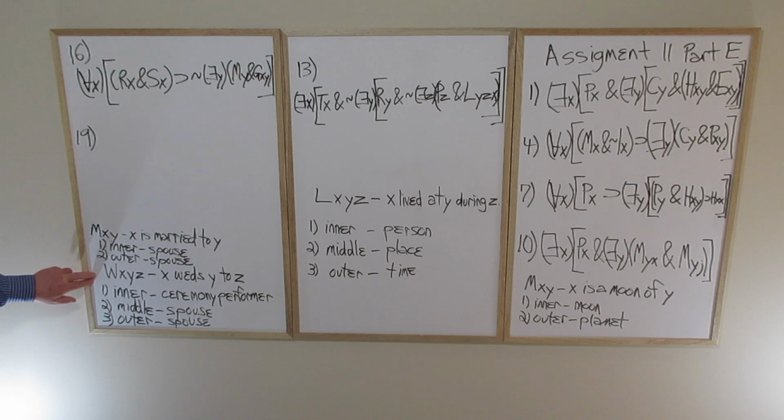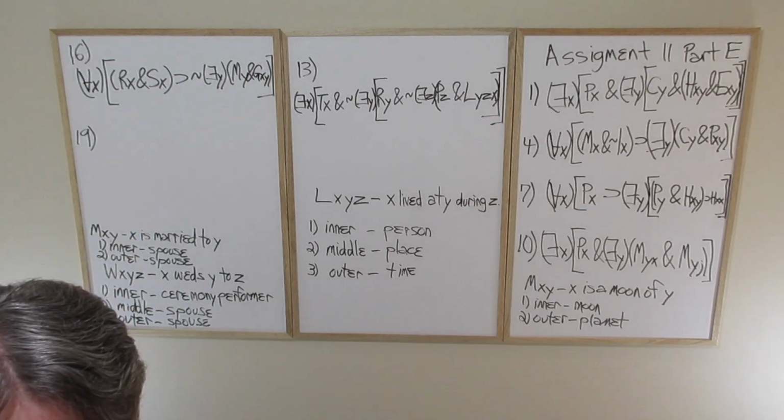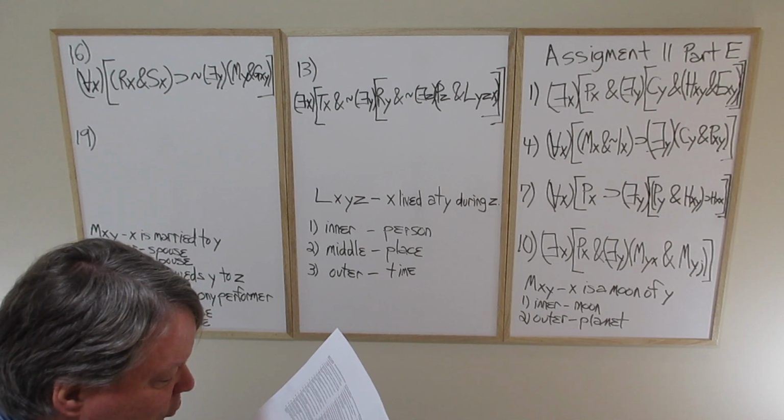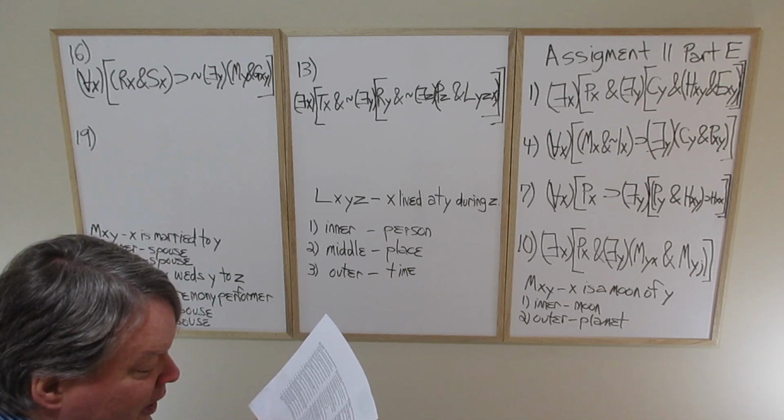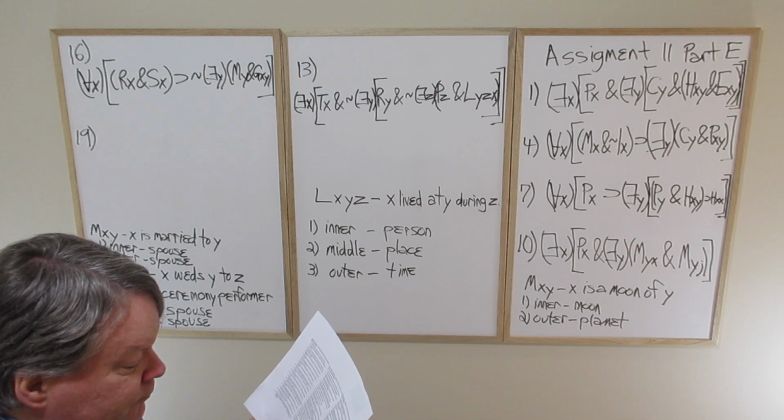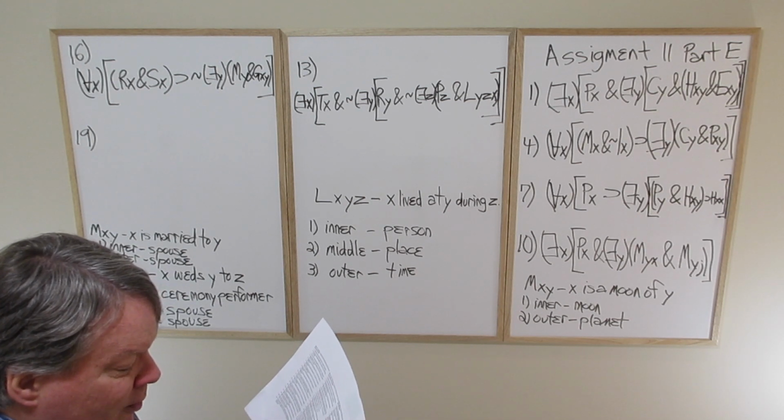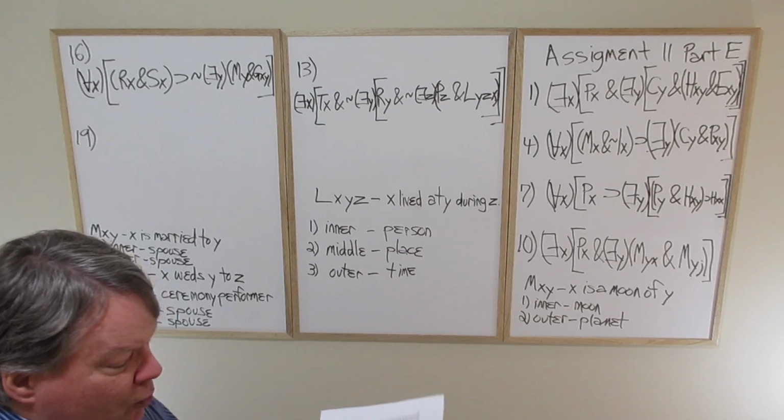They're both just spouses married to each other. When we move to the three-place relation, x weds y to z, very important that in the innermost slot we have the ceremony performer. But the two outermost slots don't have to be precisely ordered. We just need the two spouses there. All right, so let's consider the English sentence once again. If anyone is married to anyone, then someone wed them both.